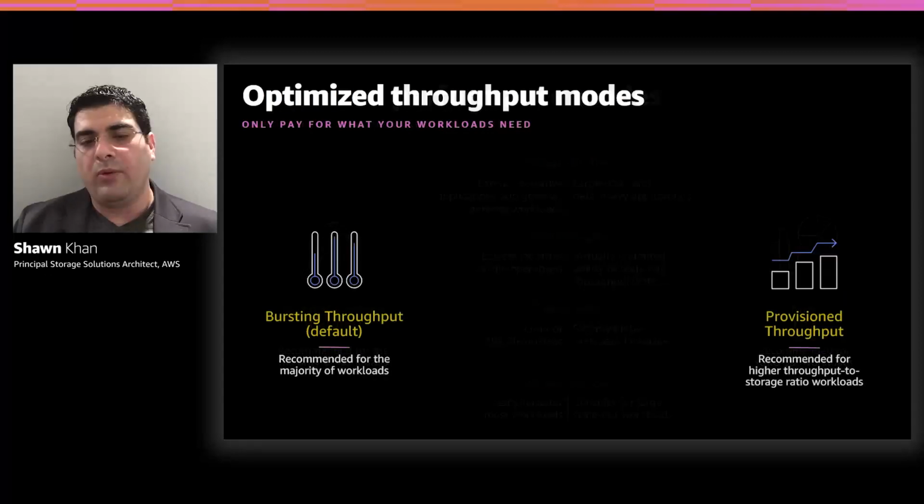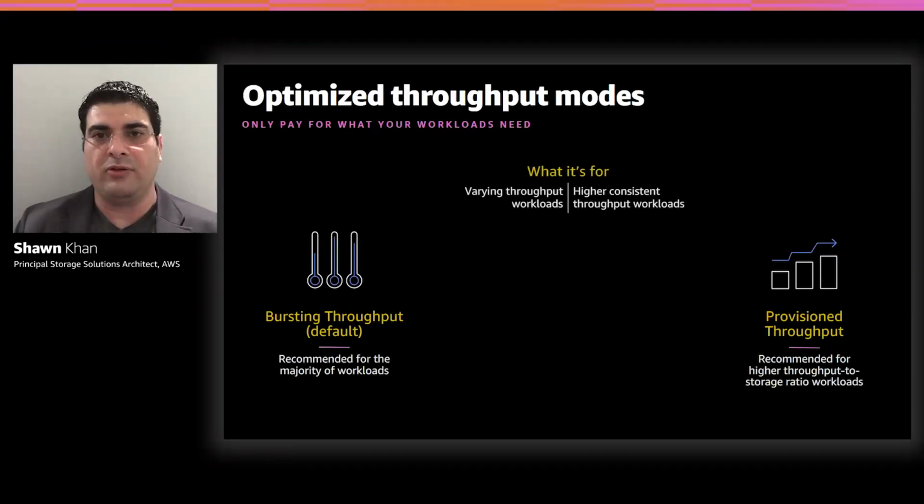And now we will look at the throughput modes. We talked about the performance mode. Now there are two different throughput modes. Bursting throughput is the default mode, which is recommended for the majority of the workloads. And then provisioned throughput is recommended for workloads where customers already know the workload performance profile, and the workload or specific applications will require consistently higher throughput for those files. In that case, provisioned throughput is a better choice.